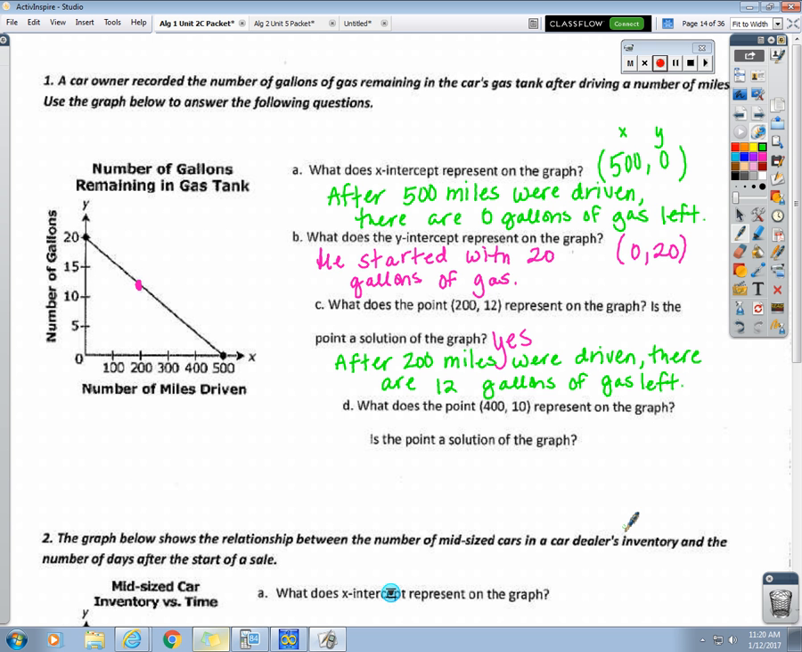What does the point 4, 10 represent on the graph, and is the point a solution on the graph? Okay, well 4, 10 would be right 400 up 10. Is that point a solution of the graph? No. So what does it represent? Nothing. Okay, now I want you to take a couple of minutes and try number 2, A through D.